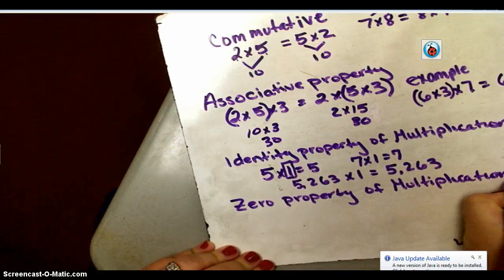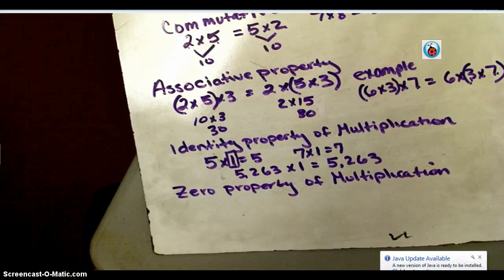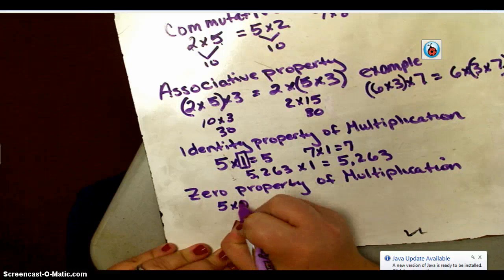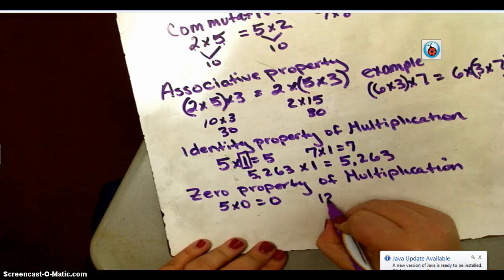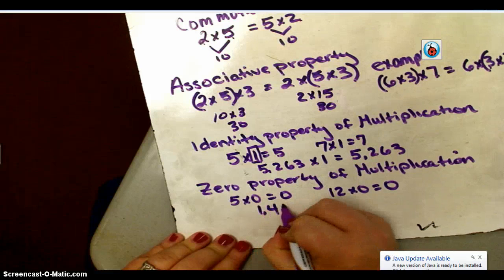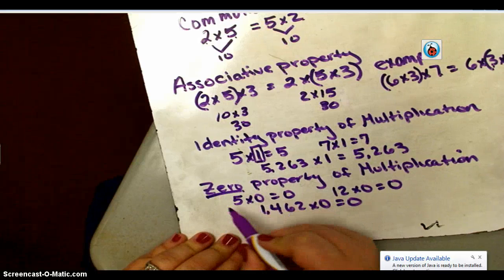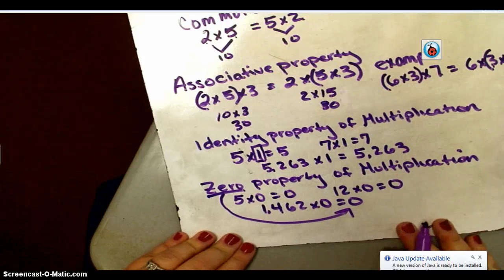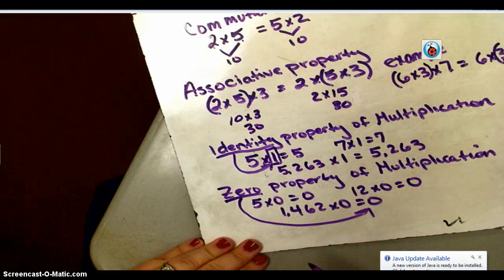And with zero property of multiplication, it's self-explanatory as well. Anything times 0 is always 0. For example, 5 times 0 equals 0. Okay? 12 times 0 equals 0. 1,462 times 0 equals 0. So zero property of multiplication says anything times 0, my answer is always 0. Identity property of multiplication says anything times 1 is always that number.